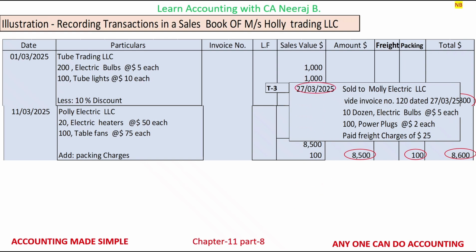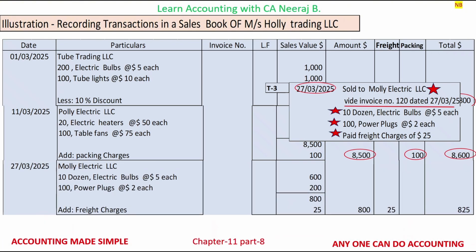Transaction T3 is on 27th of March 25, Holy Trading LLC sold goods on credit to Molly Electric LLC, vide sales invoice number 120 dated 27th March 25. Goods sold include 10 dozen electric bulbs at the rate of $5 each and 100 power plugs at $2 each. Customer also agreed to pay $25 extra on account of freight charges. This transaction of credit sales will be recorded in the sales book as displayed on your screens.